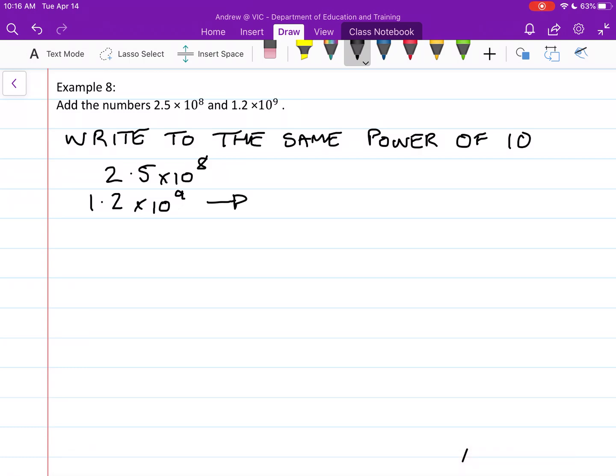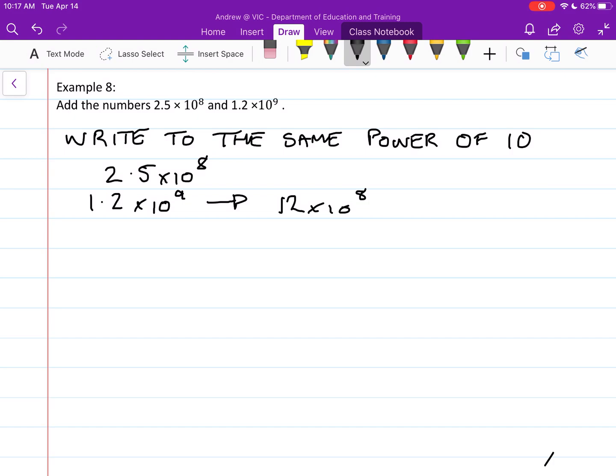Okay, to make this to the power of 8, all we're doing is essentially dividing it by 10. So with this, 1.2 by 10 to the 9, we just move the decimal point one spot to get it to the 10 to the 8. So this becomes 12 by 10 to the 8. Okay? So now we have the same powers.